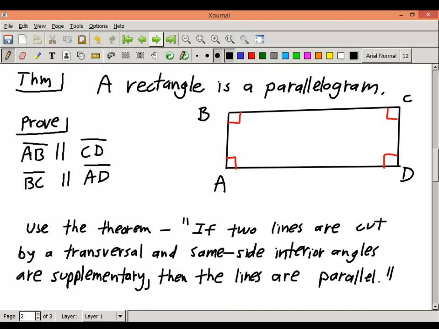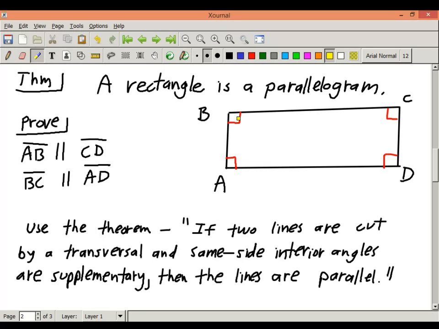So in this drawing here, you see a rectangle given A, B, C, D. And we're trying to prove that side AB is parallel to side CD, so the left and right sides. And we're going to also try to prove that the top and bottom, BC and AD, are parallel to each other. Once you've proven that, then you have proved that the rectangle is a parallelogram by definition. Okay, so here's the theorem we're going to use. This is an old one, so let's read that. If two lines are cut by a transversal and same side interior angles are supplementary, then the lines are parallel.